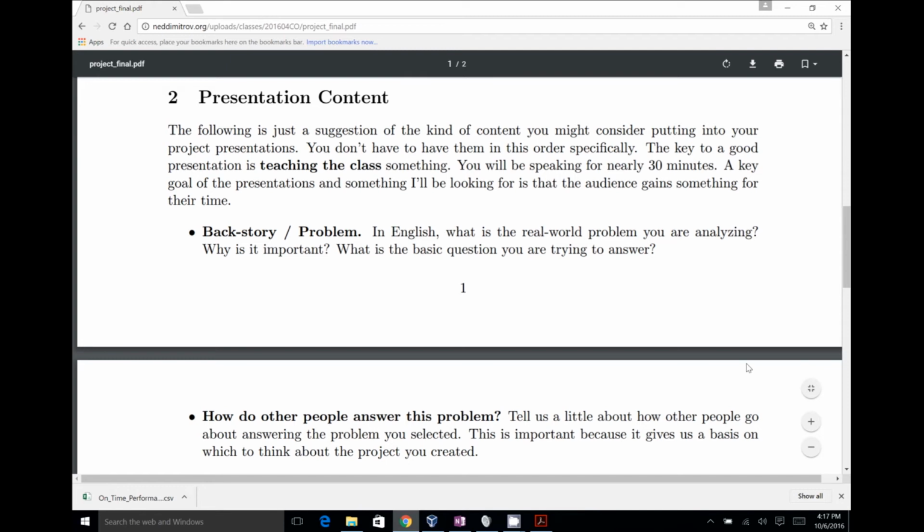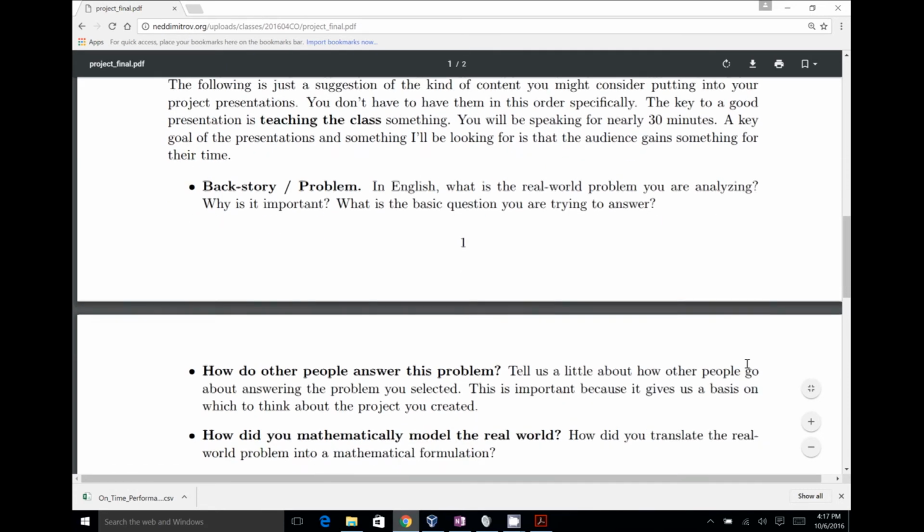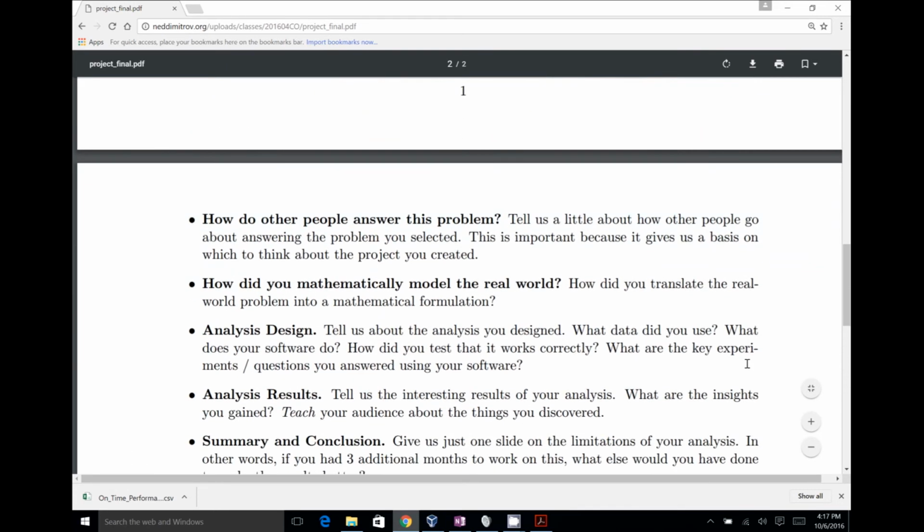Things that you might include in your presentation: what's the problem? So in English, what's the real problem you're analyzing? Why is it important? And what's the basic question you're trying to answer? If we use your current homework assignment as an example, the problem would be, given an image, how do you automatically figure out what number is written on it, right? Why is it important? Well, because we need that all the time for all kinds of different applications, and you could describe that.